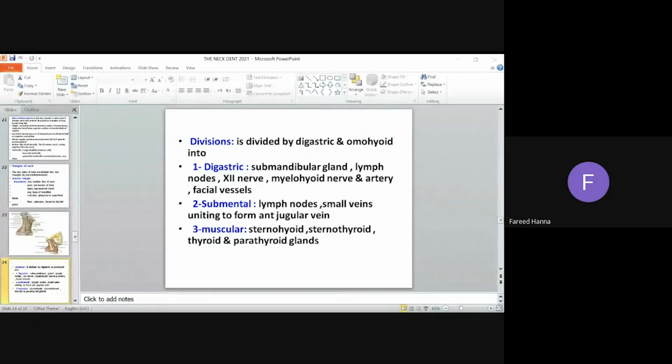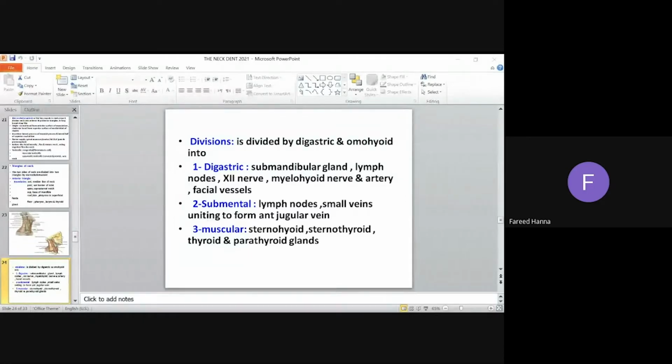So here we have divisions of the anterior triangle. This is divided by digastric and omohyoid, the anterior triangle, as I said, into the digastric triangle or submandibular triangle. Now, what is present in this digastric triangle? It is covered with the skin, superficial fascia and deep fascia, and contains the submandibular salivary gland, submandibular lymph nodes, hypoglossal nerve, mylohyoid nerve and artery, with the facial vessels, facial artery and facial vein. All are contained within this digastric triangle.